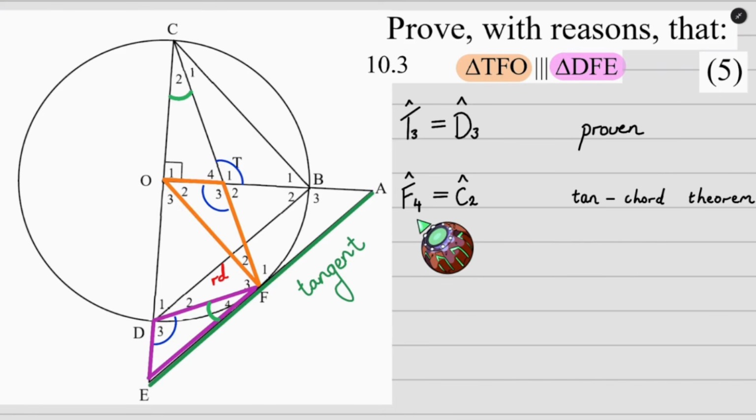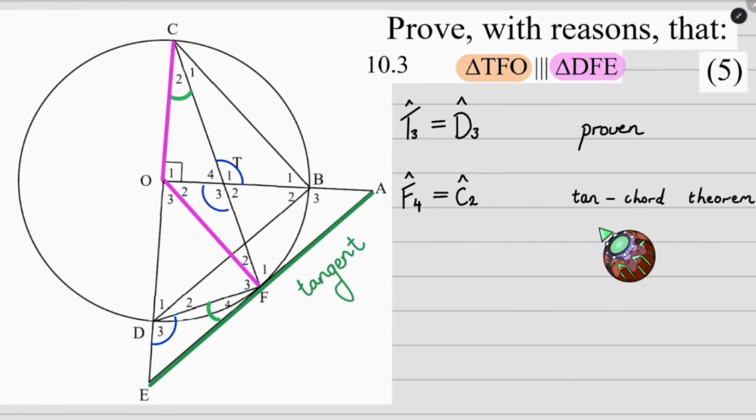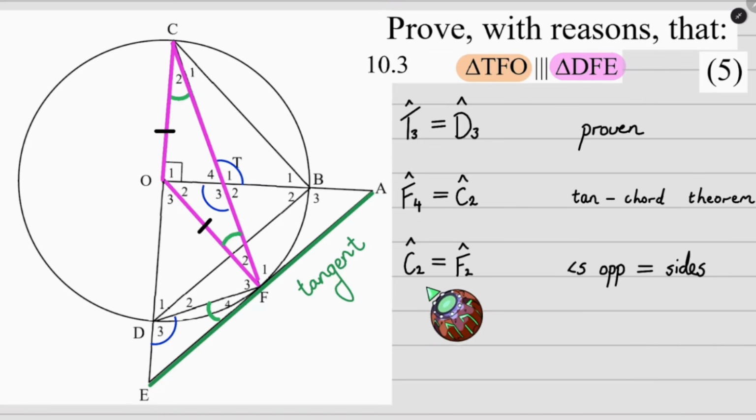Okay, and now there are some sneaky radii. OC is a radius and OF is a radius. So they have equal lengths, which means that the base angles must be the same. C2 will be the same size as F2 due to angles opposite equal sides. And we're going to show it just like this. C2 equals F2, angles opposite equal sides. And now we're cooking.